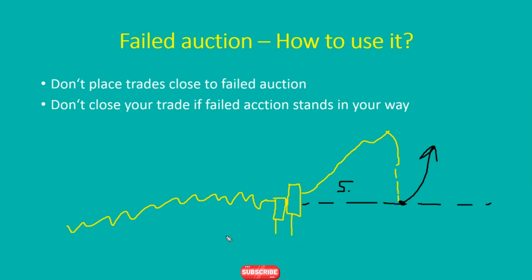But you see that there is the failed auction, and it's kind of risky because when the price gets that close to the failed auction, it will most likely test below this line to create a successful auction. So it's not really clever to go long from this area because the price will most likely shoot past the level to create a successful auction. So don't place your trades close to a failed auction.